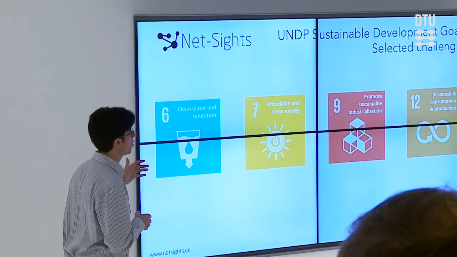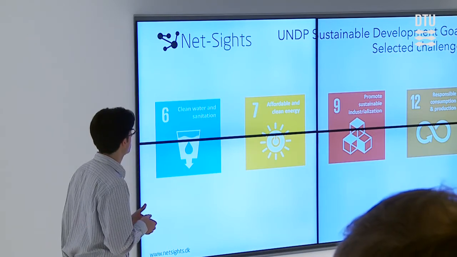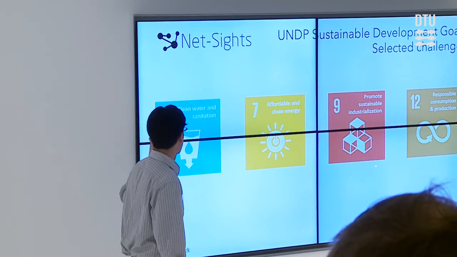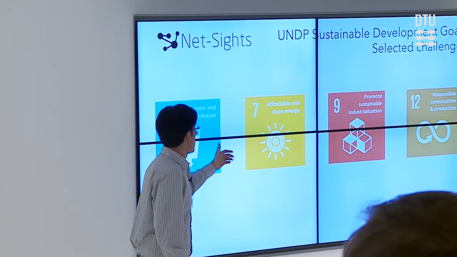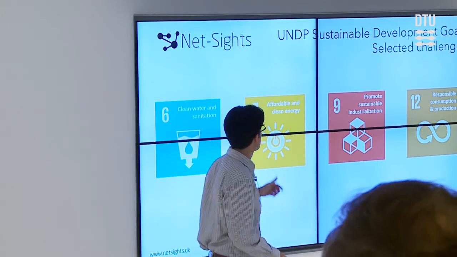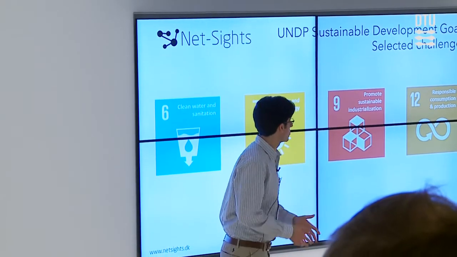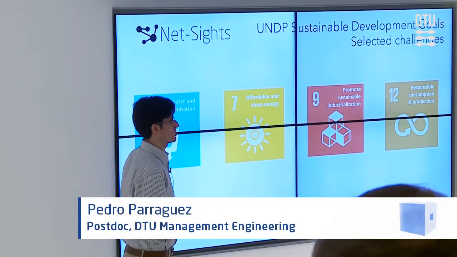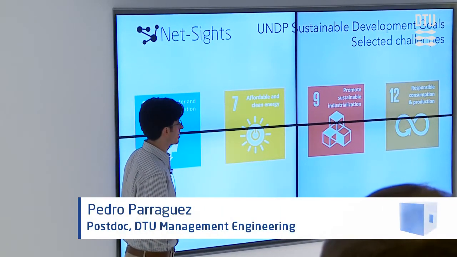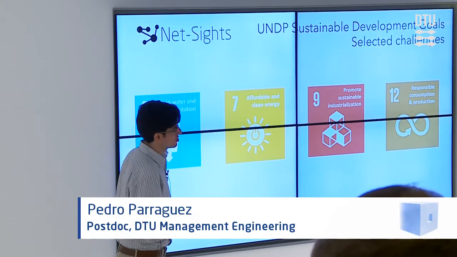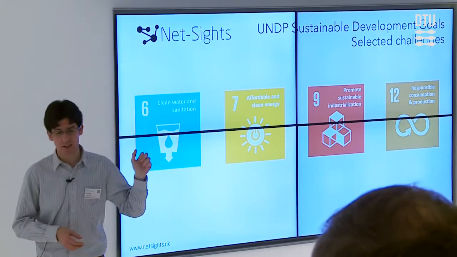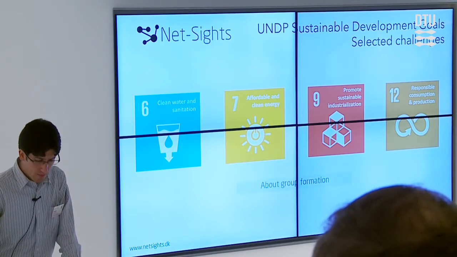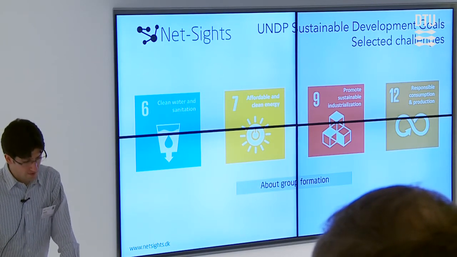The 4 UNDP Sustainable Development Goals that we identified were: clean water and sanitation, affordable and clean energy, promote sustainable industrialization, and responsible consumption and production. They have numbers here because these development goals are numbered from 1 to 17. So you can also look them up in detail on the UNDP website. But so that's one thing.